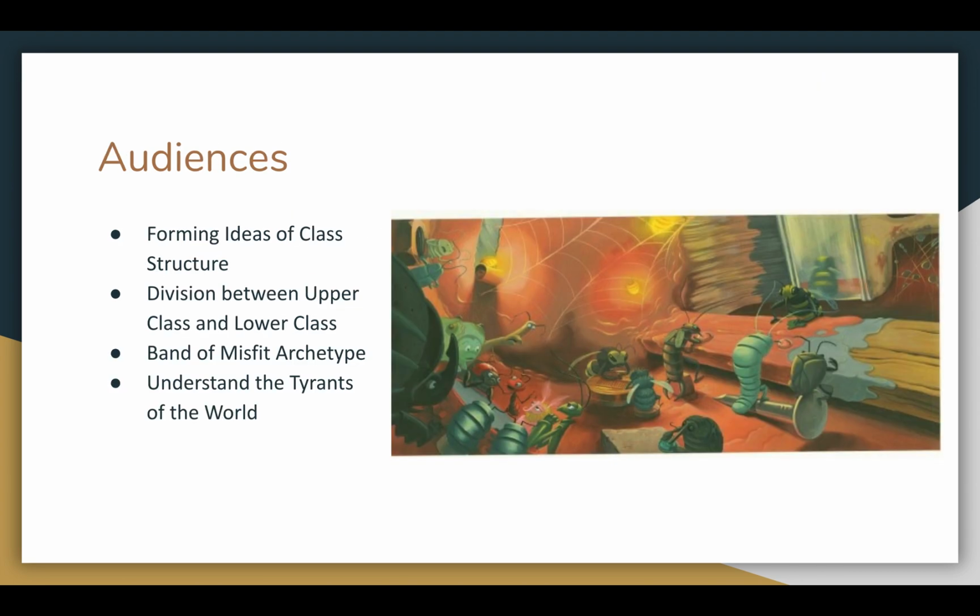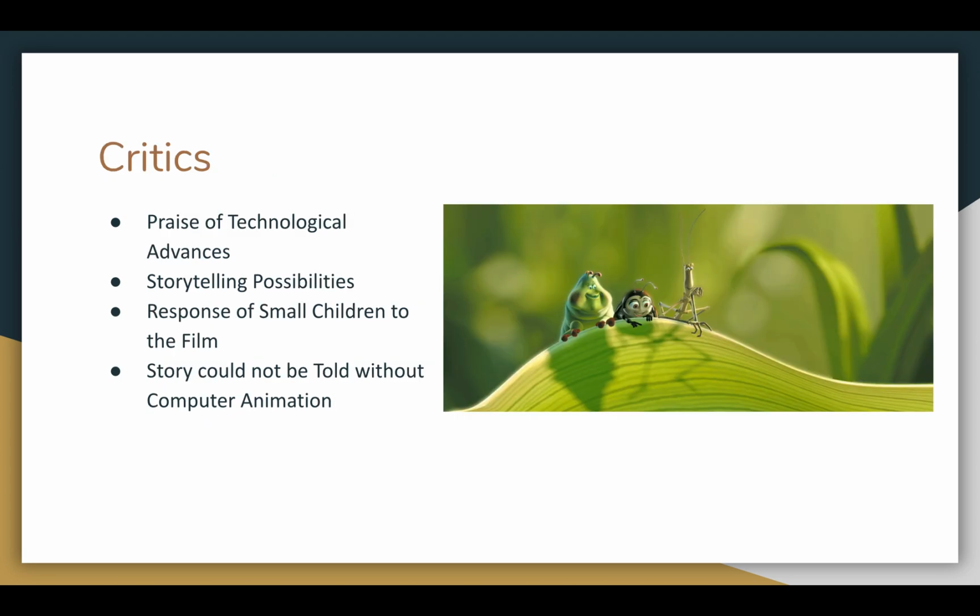The film helps audiences understand ideas about class structure. It highlights the fact that there is a division between the upper class and the lower classes, which often leads to audiences believing that a higher class is an evil one. And typically, class structures are seen through the lens of the lower class rather than the upper class. We also notice that the archetype of a band of misfits to the rescue is used in this film. It helps create an easy visualization of the bigger idea for children as they learn to understand the tyrants of the world.